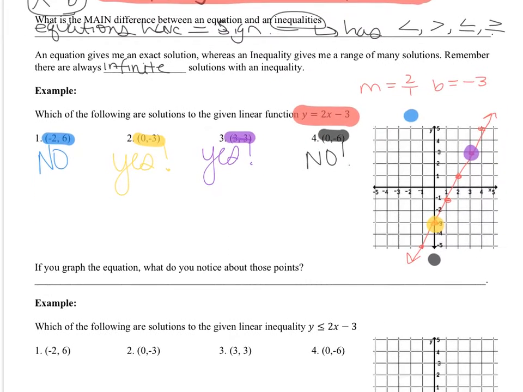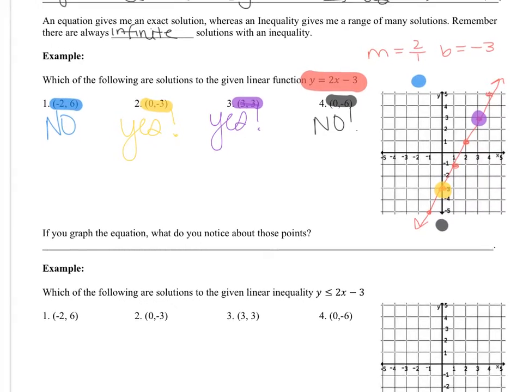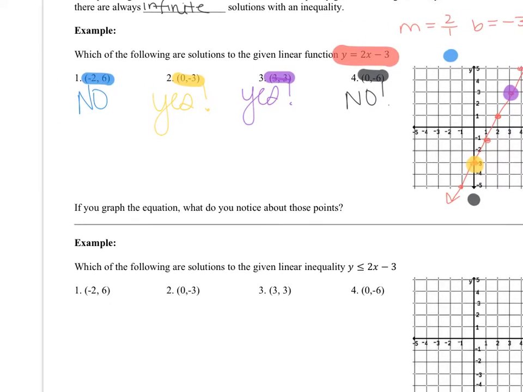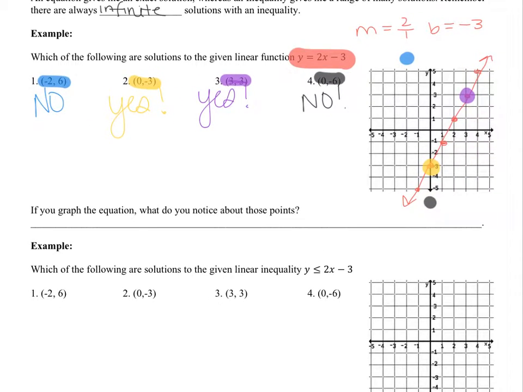All right. So let's take a look at this next problem. It says if you graph an equation, what do you notice about those points? So when I'm graphing it, what do I notice about those points? Well, the points must be on the line.